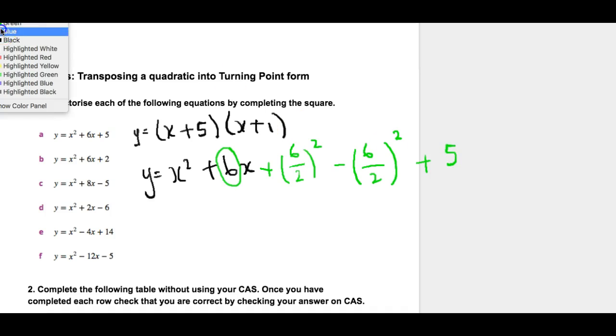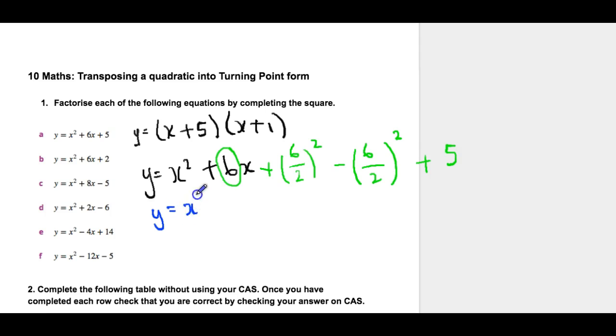Okay, so let's go back. I'm going to do the rest in blue because I like colour. Okay, so we've got now y equals x squared plus 6x, and I'm just going to tidy up these bits here. Now 6 divided by 2 is 3, then 3 squared is 9. This is the same thing, so I can just do take away 9 plus 5 on the end.